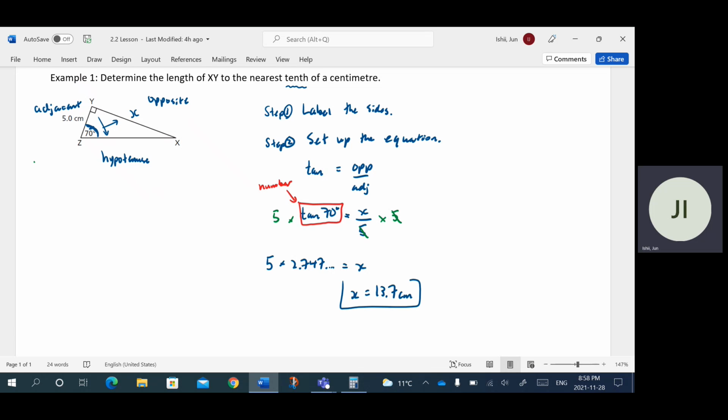So x is going to equal 13.7 centimeters. The other thing, too, is that when you're doing these calculations, you want to leave the rounding to the very end.